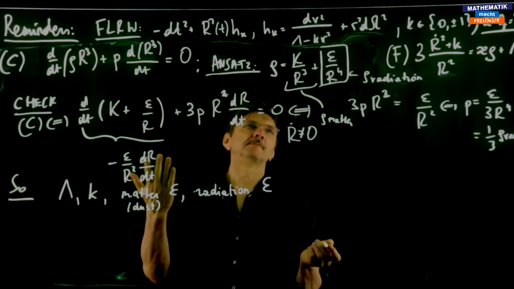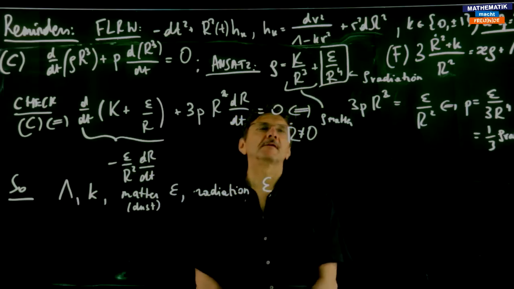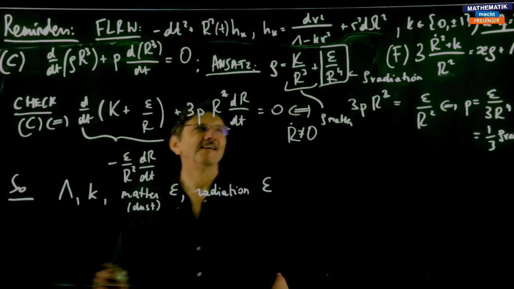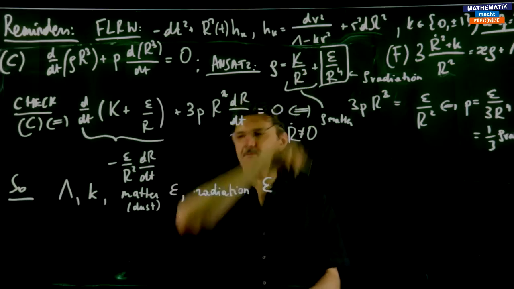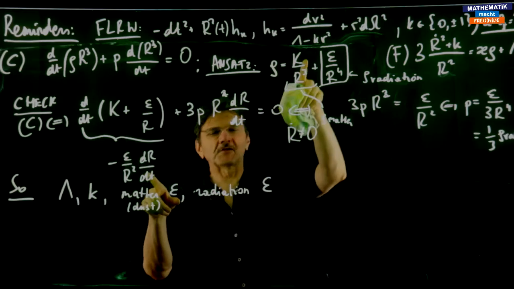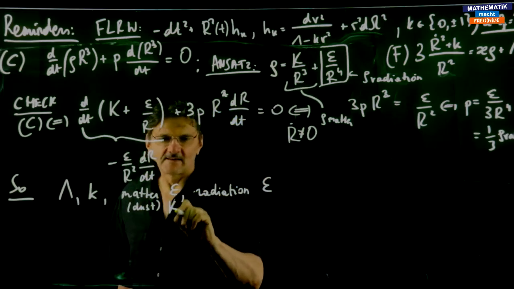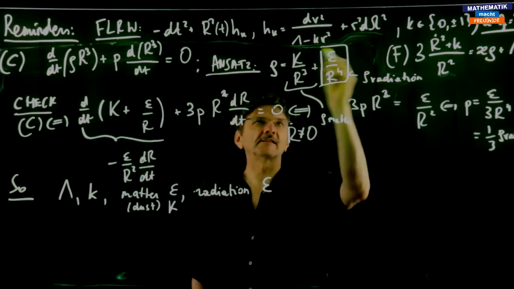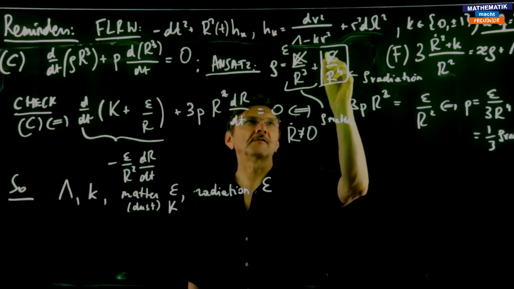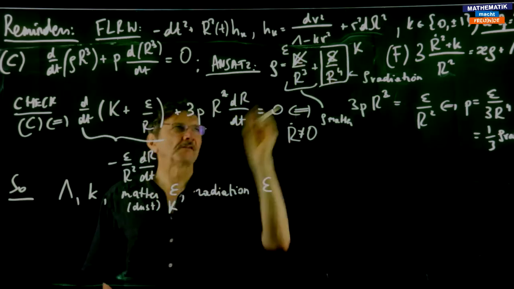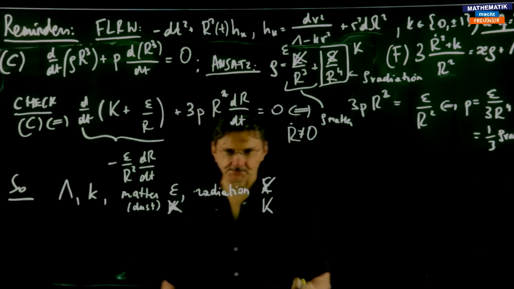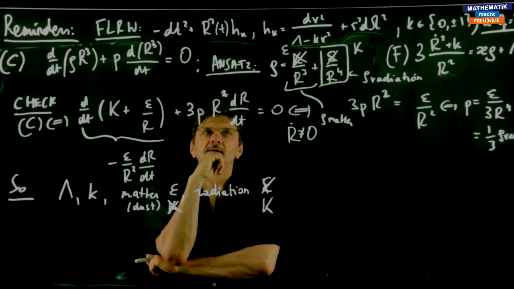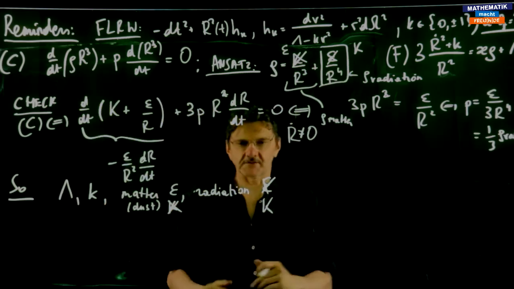By K. Did I write the constants? Yeah, I probably messed up the constants compared to the notes. Sorry about this. Whatever I wrote so far is okay, but matter is described not by, as I wrote here, K, and radiation is described by epsilon. But I want to call this epsilon, and I want to call this K, to be consistent with the notes. Apologies for the mess. It doesn't change the calculation, just exchanges the constants, right?